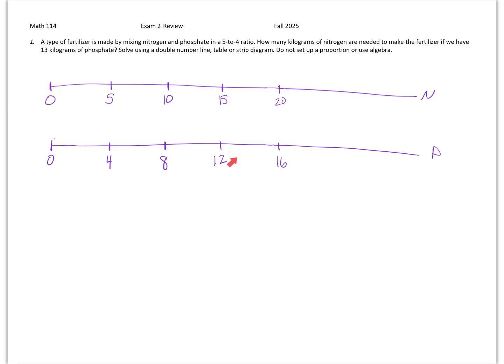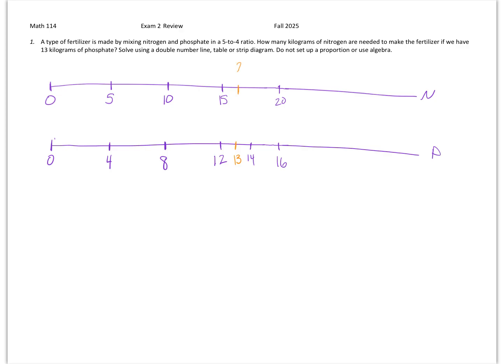So that's somewhere between 12 and 16. In fact, it is a quarter of the way, right? So I could add some tick marks in here to make sure that I can see 13. So halfway between 12 and 16 would be 14. So I can put that in there. And then halfway between 12 and 14 is the 13 I'm looking for. So I'm going to put that in here. That's the 13.